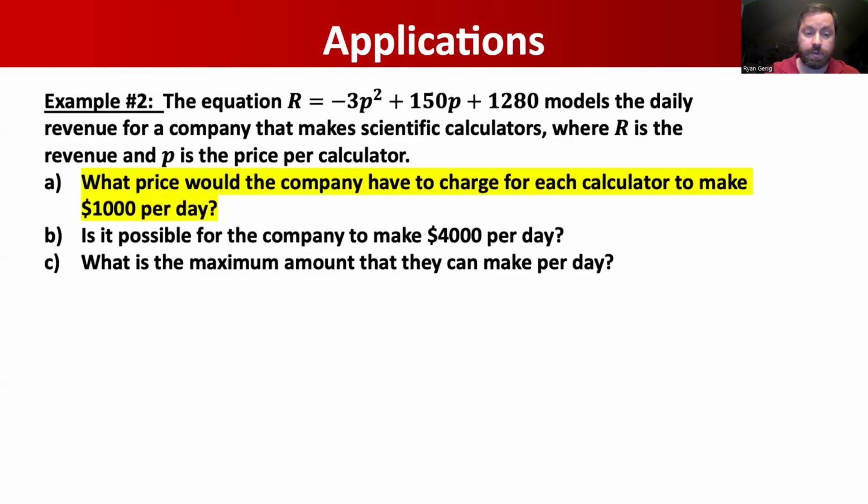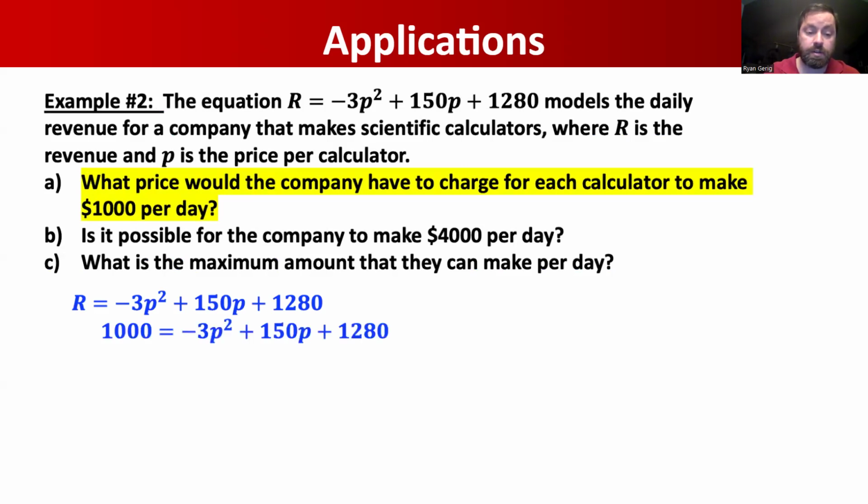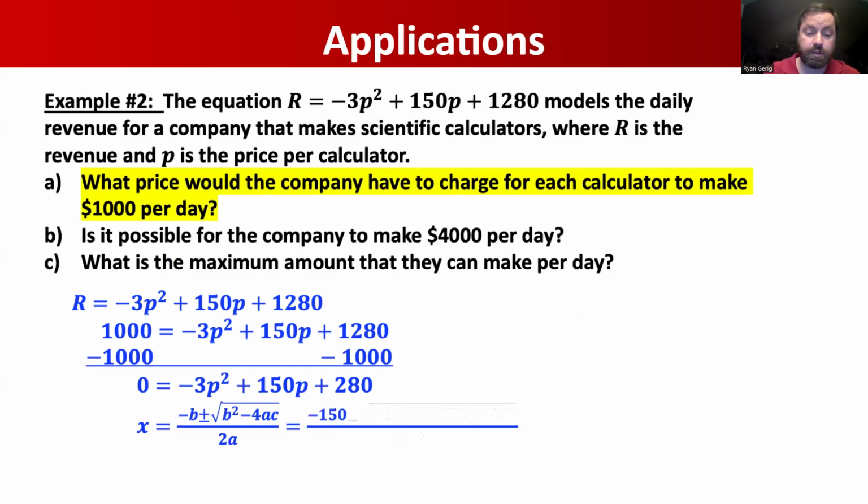So we're going to focus on the first one. What price? So what p-value? All right, so we want to see if they make $1,000 per day. Well, $1,000 is a revenue. I'm going to put that in for R. Now to solve this, I have to subtract the 1,000. There's my new quadratic. I'm going to use quadratic formula here. Start plugging some numbers in.